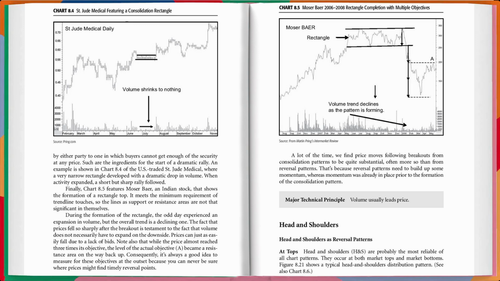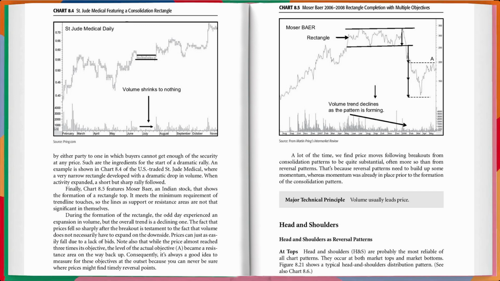Finally, chart 8.5 features Moser Baer, an Indian stock that shows the formation of a rectangle top. It meets the minimum requirement of trendline touches, so the lines as support or resistance areas are not that significant in themselves. During the formation of the rectangle, the odd day experienced an expansion in volume, but the overall trend is a declining one. The fact that prices fell so sharply after the breakout is testament to the fact that volume does not necessarily have to expand on the downside. Prices can just as easily fall due to a lack of bids.